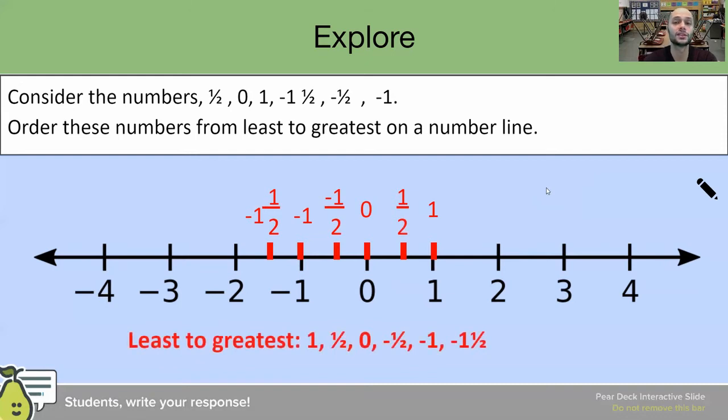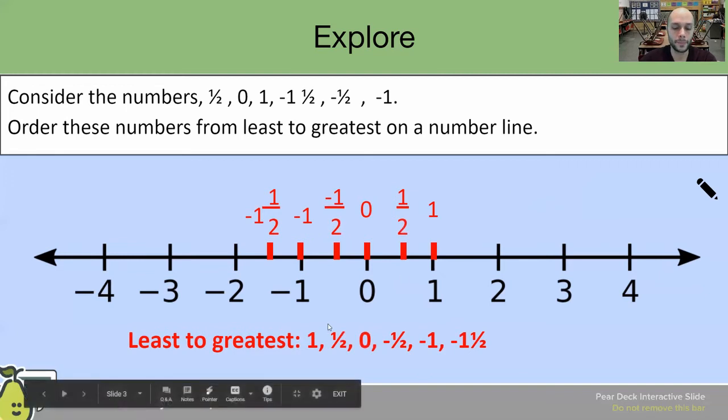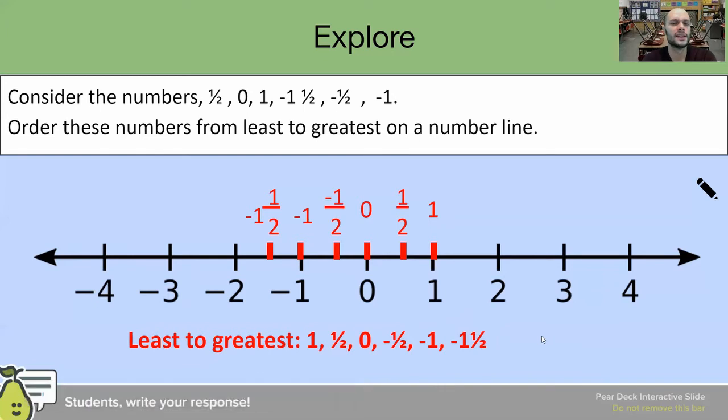They're saying from least to greatest, you have 1 first, then you have 1/2, then you have 0, then you have -1/2, then you have -1, and then you have -1.5. Is there something wrong here? Or is everything here correct? Please pause this video and see if you can figure this one out for yourself. Okay, welcome back. If you said that there is actually something wrong here, then again, you are correct. This student also made a crucial mistake.